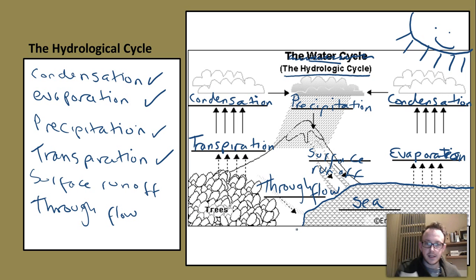Nothing's ever leaving this cycle. This is all staying in there. There is no output, no input. It's just going round and round and round. Does that make sense? Okay, so water just flows all around in various different forms.